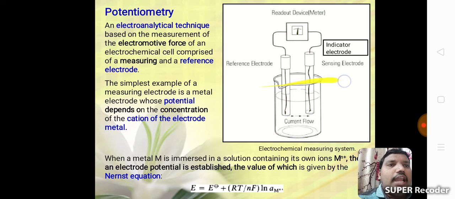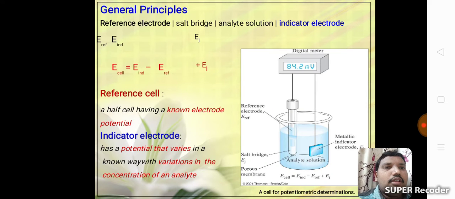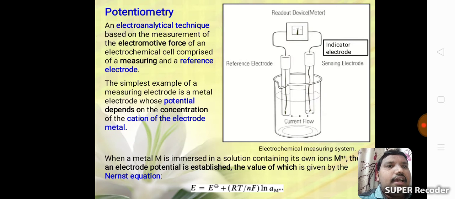There are two electrodes. One is the reference electrode, another one is the indicator electrode. The two electrodes are dipped into the particular sample solution. Here there is a readout device, a meter. That meter gives the EMF value. So the reference electrode and indicator electrode, two electrodes, are used in potentiometry.